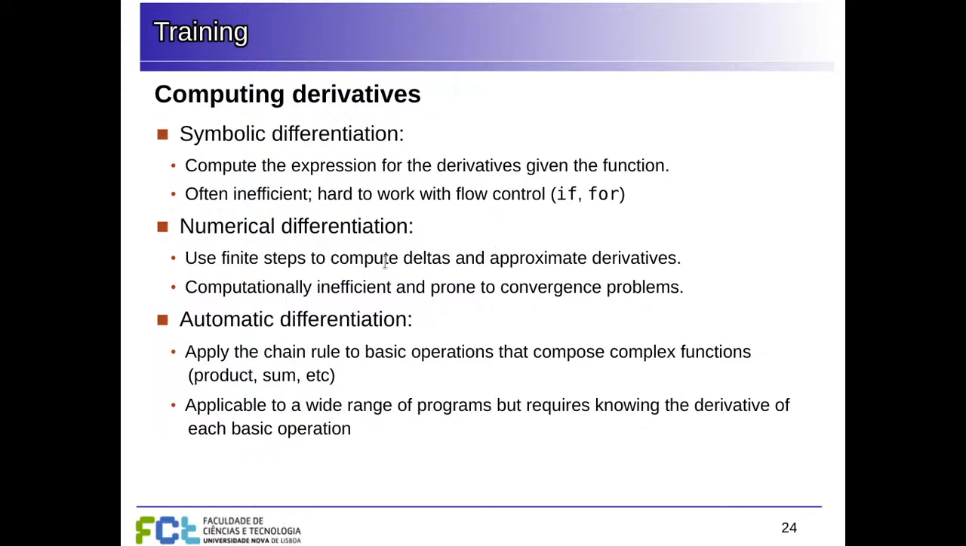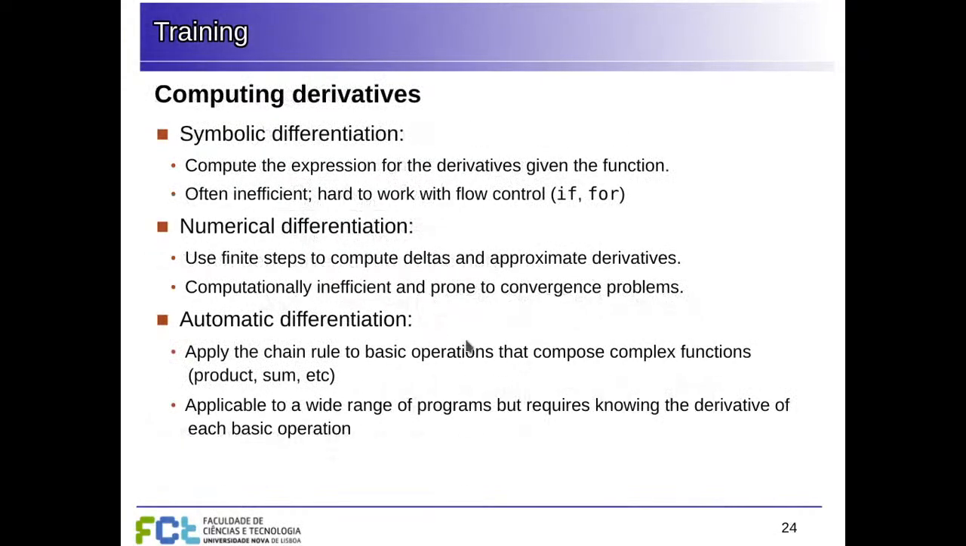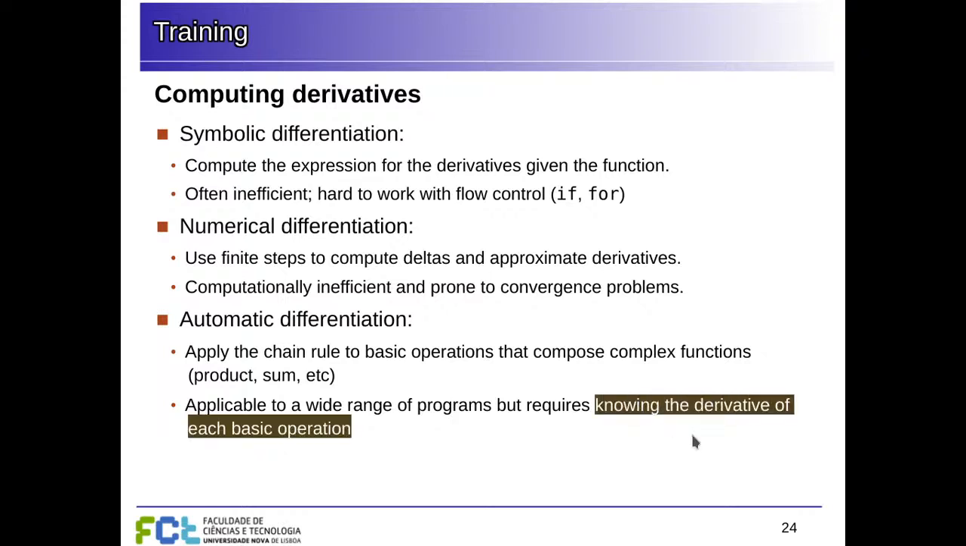So what TensorFlow does is called automatic differentiation. And the way this works is by applying the chain rule, so these products of all the derivatives, to elementary operations for which we know how to compute the derivative.